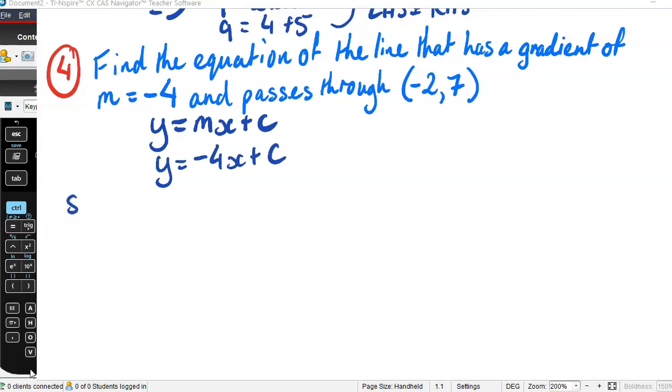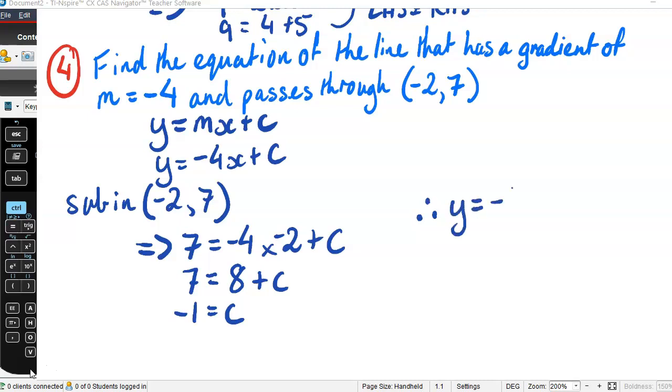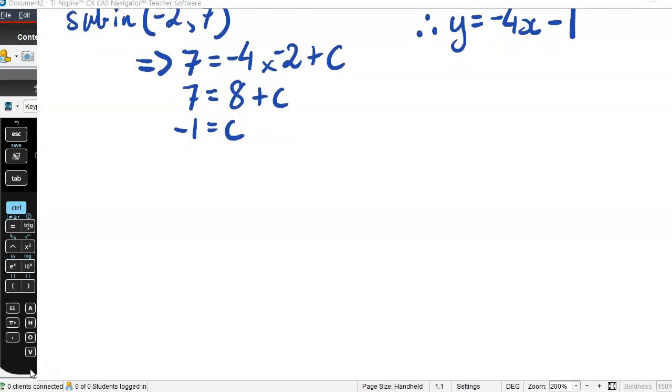We get told 1 point, so I'll sub in (-2, 7). So that implies 7 equals -4 times by -2 plus c. So 7 equals -4 times by -2 is +8 plus c. So to solve for c, I have to take 8 from both sides. So 7 take away 8 is -1. So c equals -1. Therefore, y equals -4x minus 1.